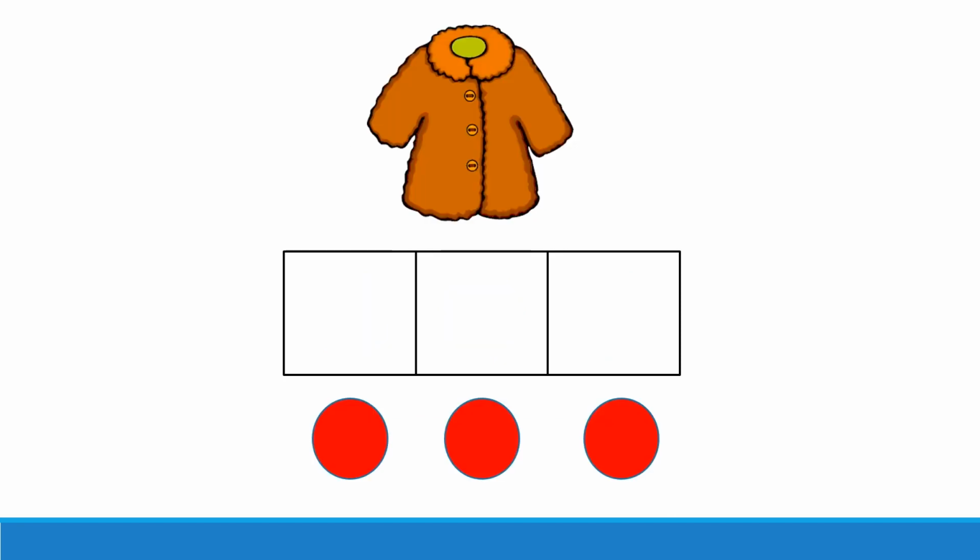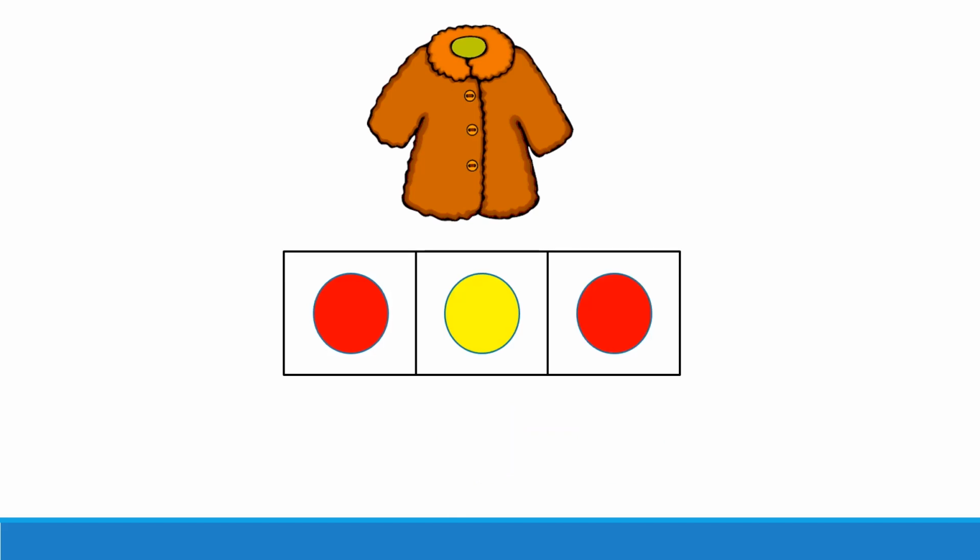Let's try another one. This time, let's use the word coat. You can switch the vowel sound to another color counter to draw attention to a medial sound or a vowel sound. K-O-T. Coat.